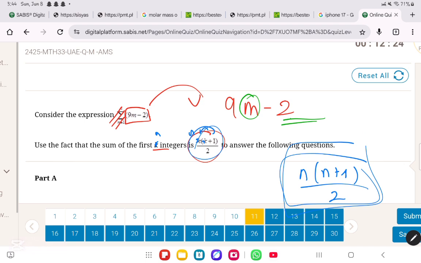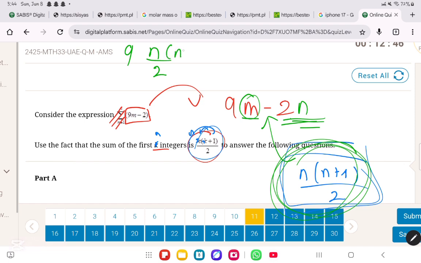Now what do we do? We have a number with a variable and a number without a variable. What you're supposed to do is substitute the variable with the equation of the sum over here, and the number without a variable, you put an n next to it. So what does this mean? It's going to be 9n over 2 times n plus 1, minus 2n. So now the equation we have is 9n over 2, n plus 1, minus 2n.